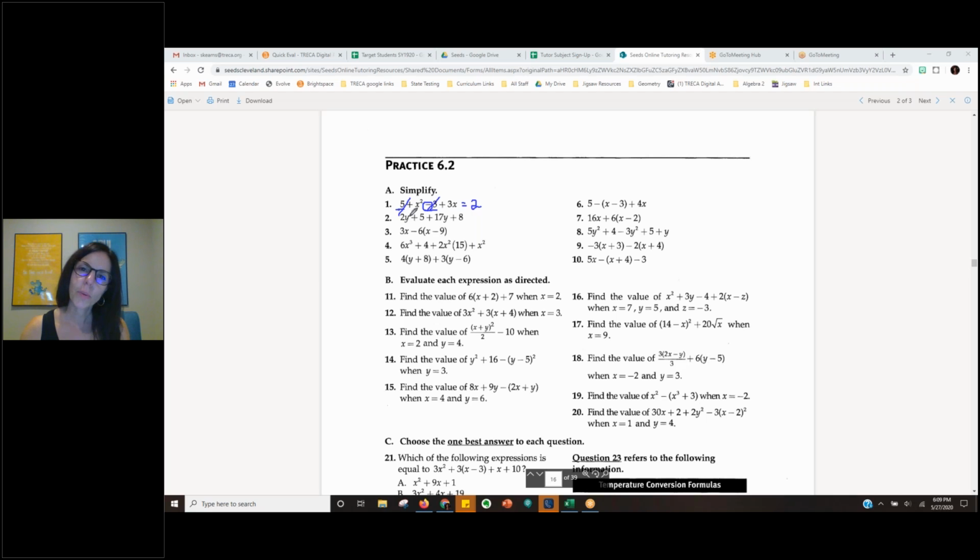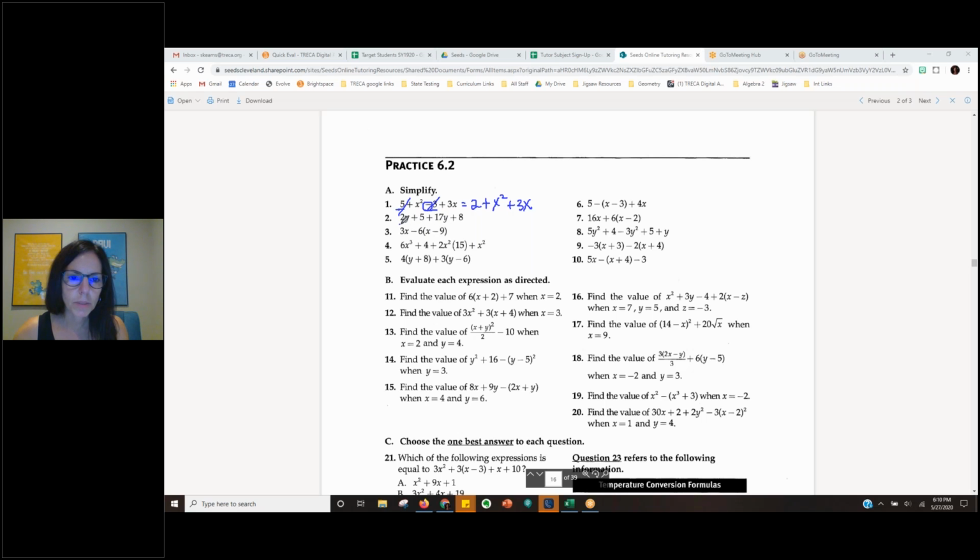And then you're left with an x squared and a 3x. The x squared doesn't go with anything because there's no other x squareds. We can just put plus x squared. And the 3x doesn't go with anything, so you can just put plus 3x. And that's truly all you can do to simplify this. So let's take a look at number 2.